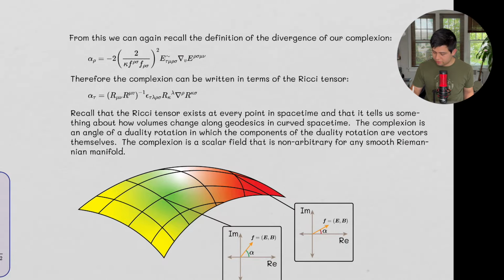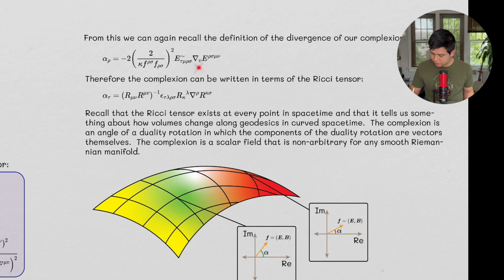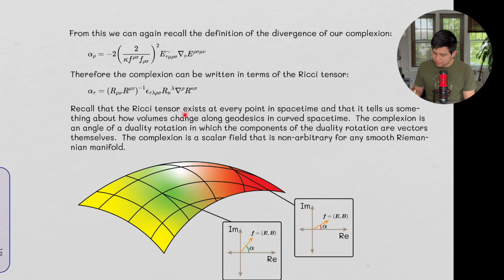we can recall the definition of our complexion. We can substitute this in with this. Okay, the 2's cancel. And this is our complexion. This is how we actually write the complexion in terms of the Riemann or the Ricci tensor. So recall that the Ricci tensor exists at every point in space-time, and that this tells us something about how volumes change along geodesics in curved space-time. Okay, that was something we talked about a while ago.